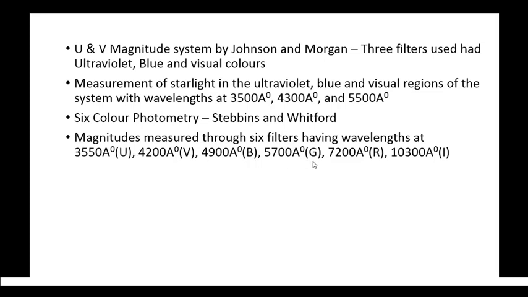So this system was found useful in studying the wavelength dependence and also for obtaining temperature. So there is a relation connecting wavelength and temperature. So what was that relation? Yeah, that relation is given by Wien's displacement law. So using this 6-color photometry, we can identify the wavelength of the light emitted by a star, as well as from that we can finalize what is the temperature of the star.